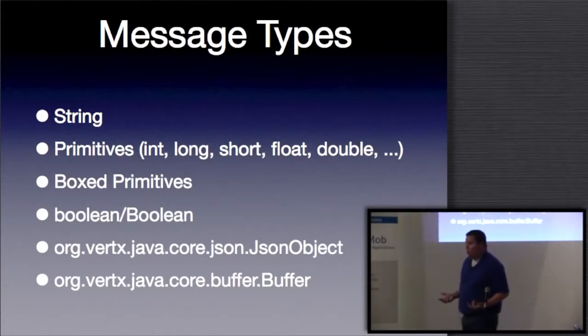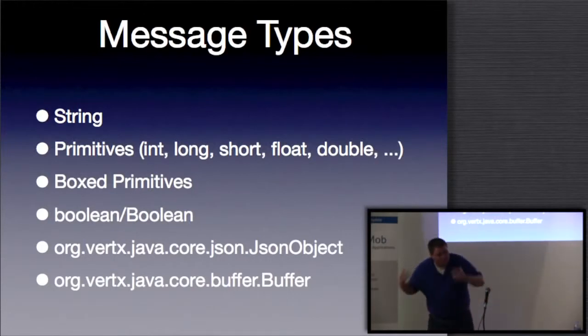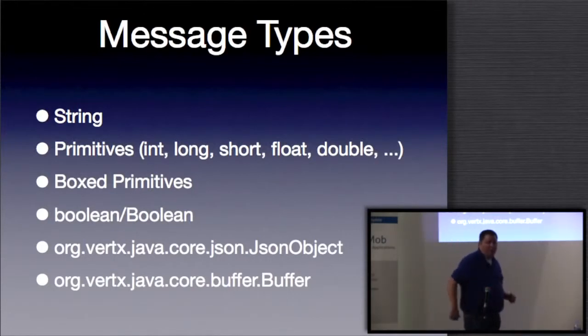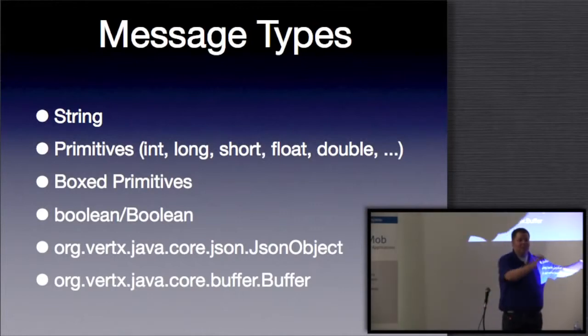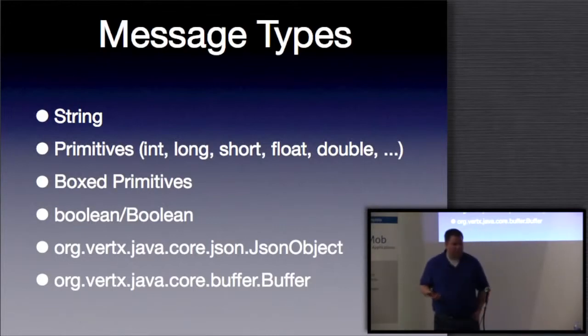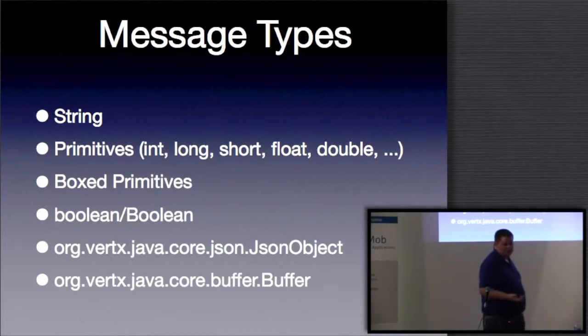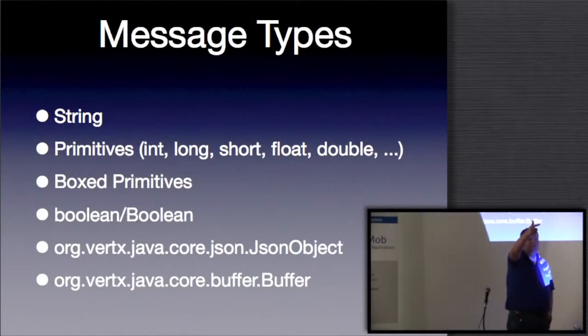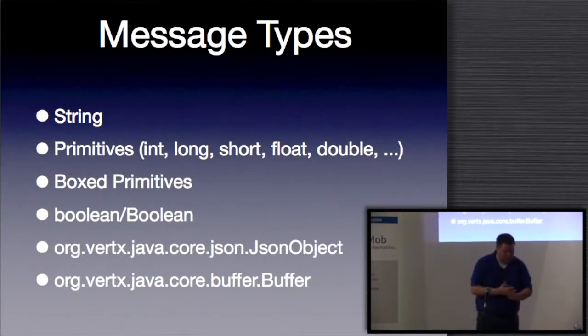The reason why is that almost all of the languages that we work in, with the exception of Java, have very nice, very easy semantics for dealing with JSON data. With Java, we actually have this JSON object that we work with specifically for Vertex. Is there a question in the back? Okay. And then we also have buffers, and I'll touch on buffers a little bit later on.